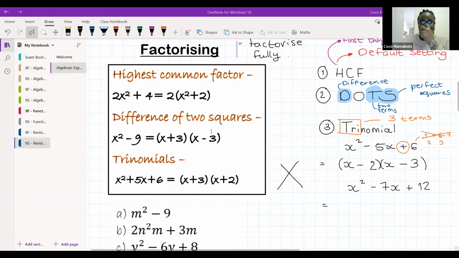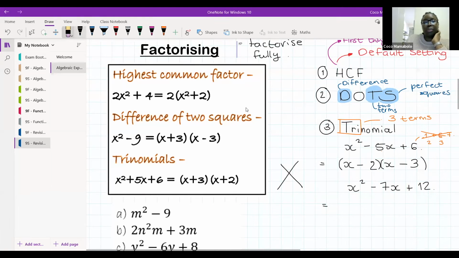Good, Jason, that's it. Are they both negative? Are they both positive? That's okay, Abu, you can give the answer. Good, they're both negative, excellent.